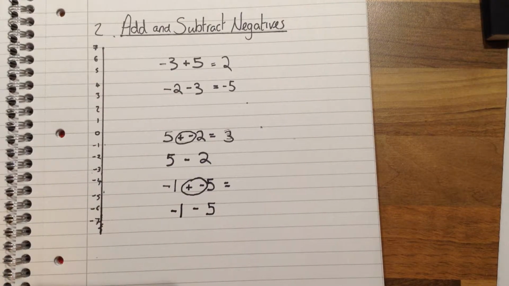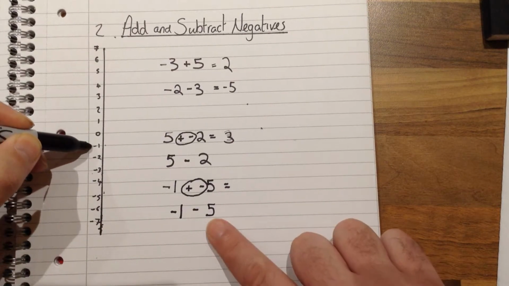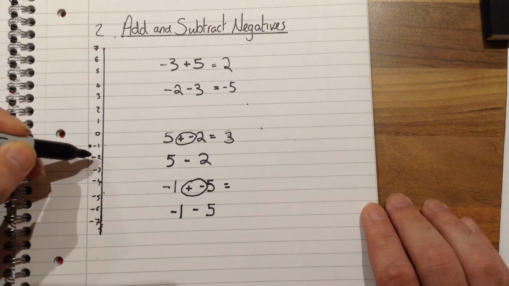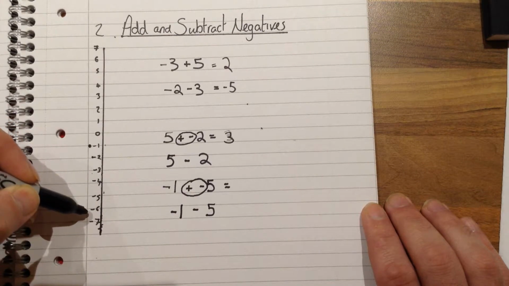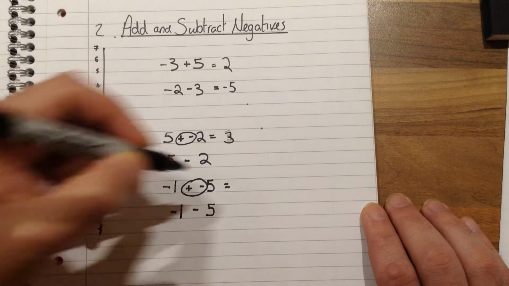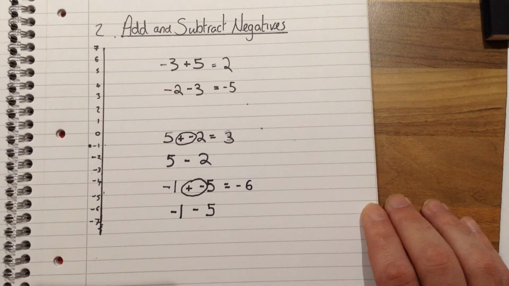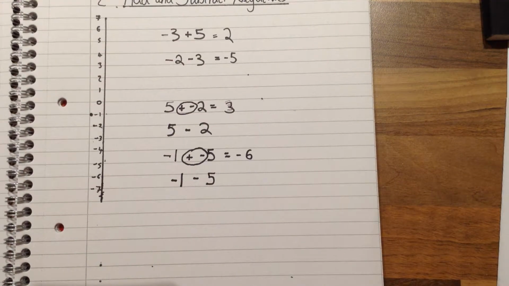So now here, where you might need to use the number line again, I start on minus 1, and because I'm taking 5 away, I move down the number line 1, 2, 3, 4, 5 places, and this gets me to minus 6. So that's my answer. One final example of this, before I give you some questions to do.